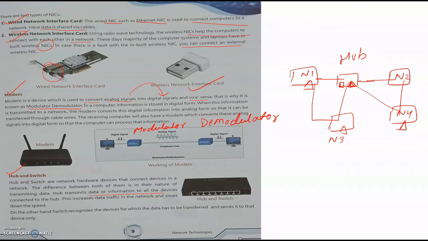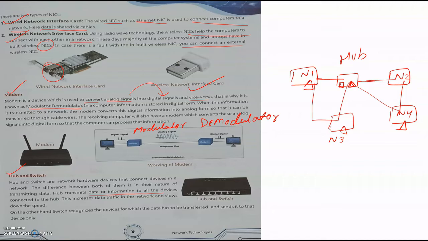Suppose that there is a network in which four computers are connected with each other. N1 wants to transmit the data to N4. If this network is framed with the help of a hub, this data is sent to N2 also, N3 also, and N4 also. Doesn't matter whether N2 wants this data or not, whether N3 wants this data or not. So there is a drawback.